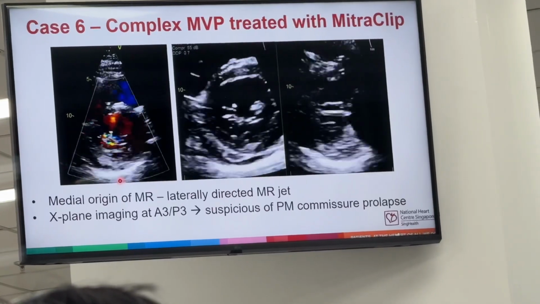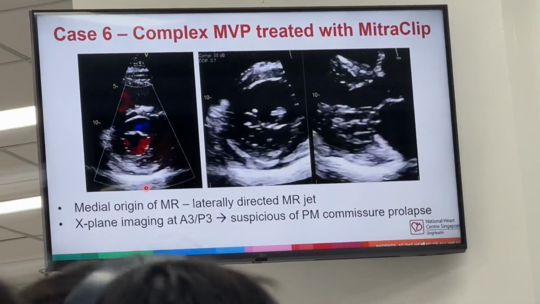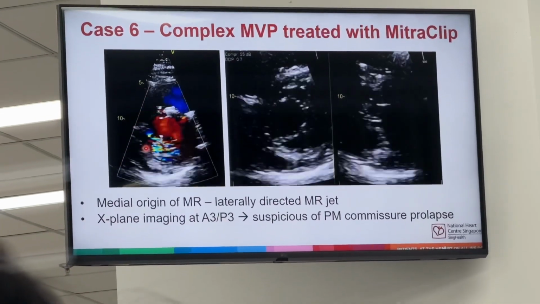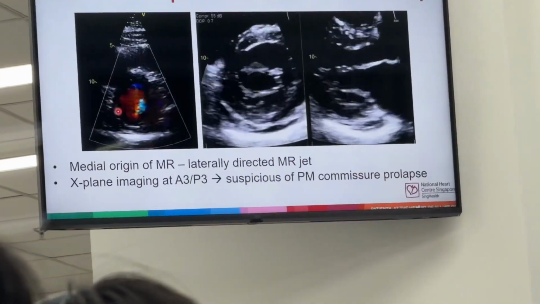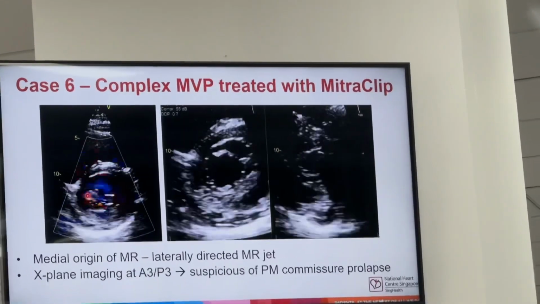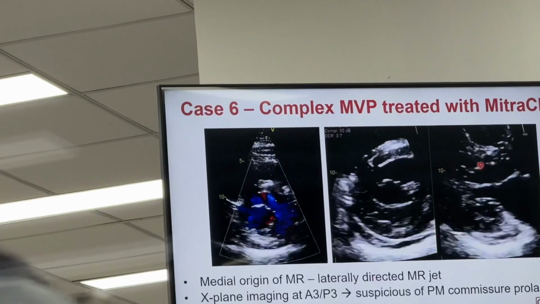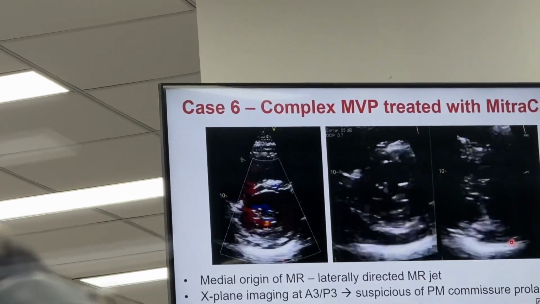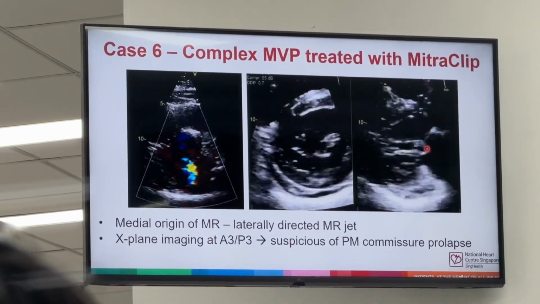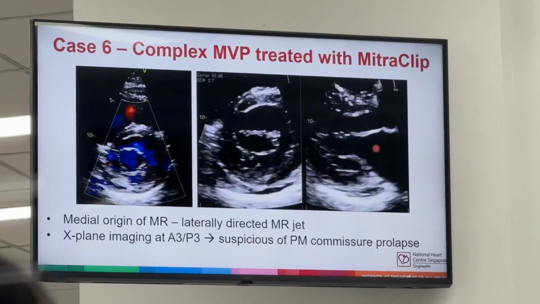Under transthoracic imaging, we can appreciate here in the short axis mitral valve that the origin of the jet is very medial. It's actually in a commissural location with a very laterally directed jet. And then on the imaging at A3P3, the A3 and P3 leaflets look okay, but there is one leaflet that is hanging on top of it, which is a very suspicious look for commissural collapse.